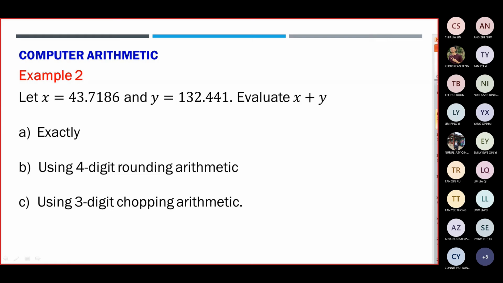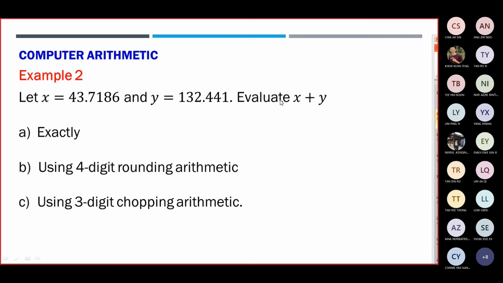All right. Now, take a look at example 2. Given that x equals 43.7186 and y is given as 132.441. They want you to evaluate x plus y. This is how you usually see the question in the exam. But remember that when you come to machine arithmetic or computer arithmetic, the way you execute is different.